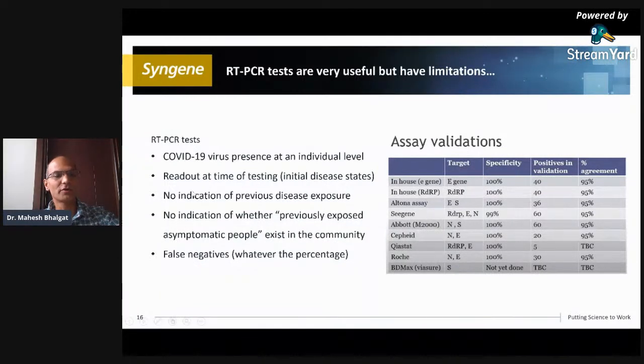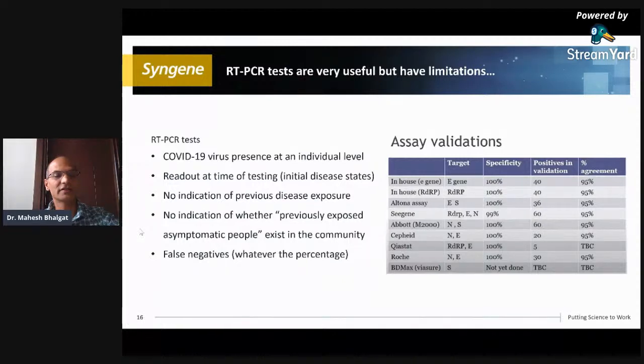Now, a little bit more about the RT-PCR test: it does detect the virus presence at an individual level. And it is, of course, a readout at the time of testing, which means that when the test sample was collected, if there was sufficient virus to be picked up, only then will the test be positive. It does not tell you anything about previous disease exposure.